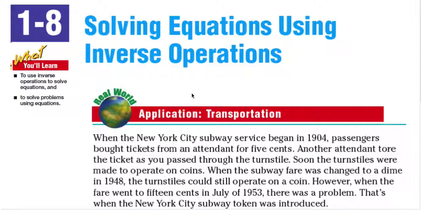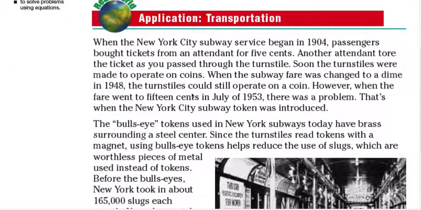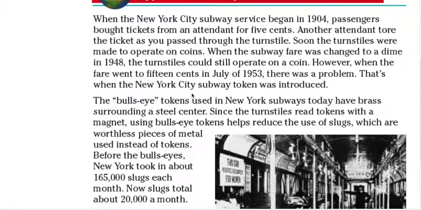Let's consider this example. Transportation. When the New York City subway service began in 1904, passengers bought tickets from the attendant for 5 cents. Another attendant tore the ticket as you passed through the turnstile. Soon the turnstiles were made to operate on coins. When the subway fare was changed to a dime in 1948, turnstiles could still operate on a coin. However, when the fare went to 15 cents in July 1953, there was a problem. That's when the New York City subway token was introduced.